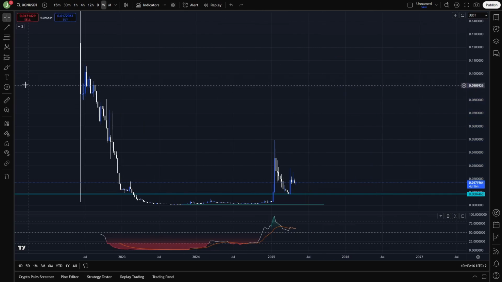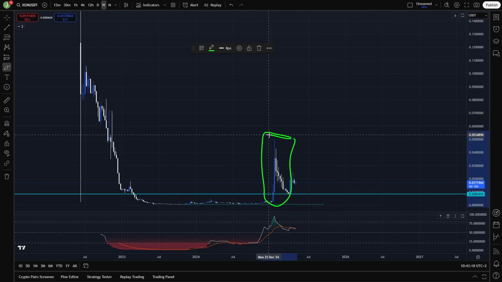And you can see historically this coin can do really insane pumps. As I said, definitely let me know in the comments what your exact thoughts are about this coin and what the exact price is that you are expecting this coin to hit.